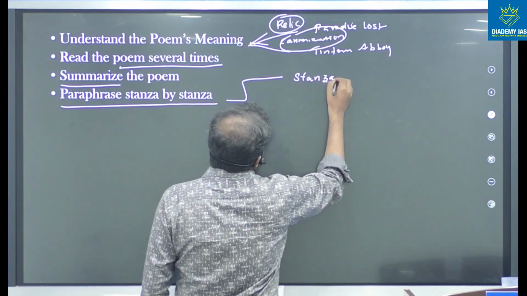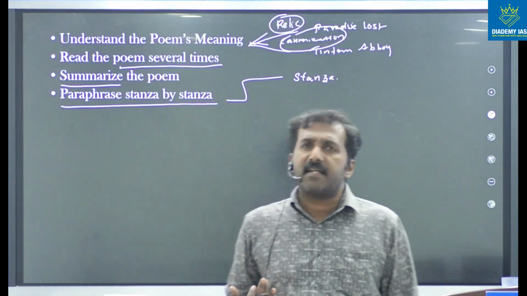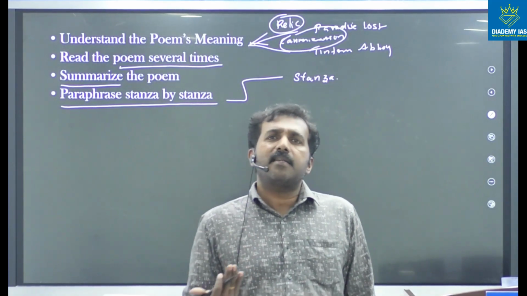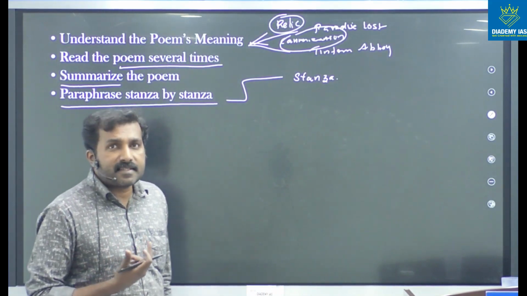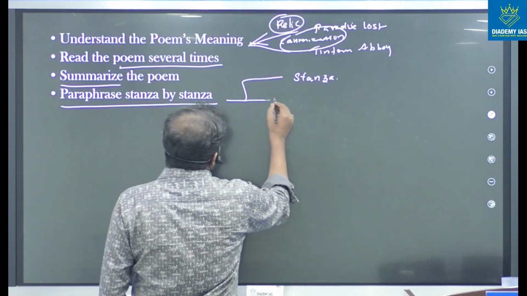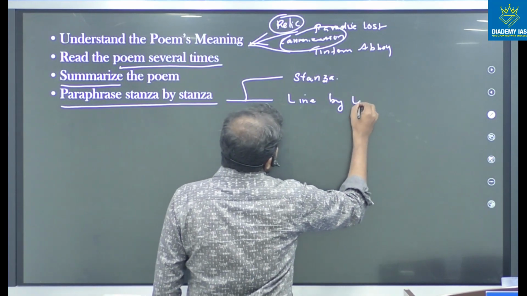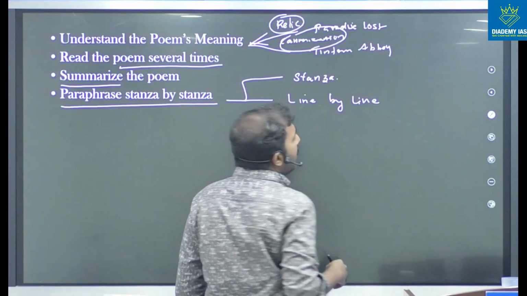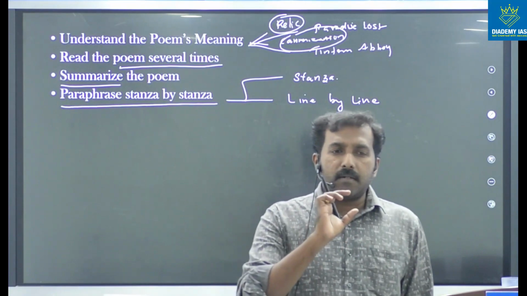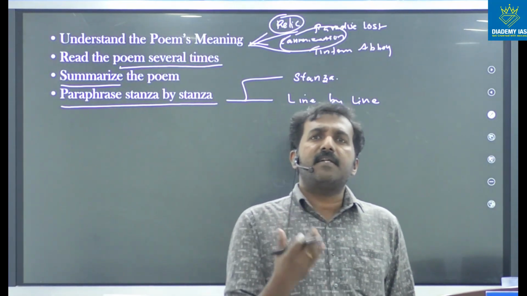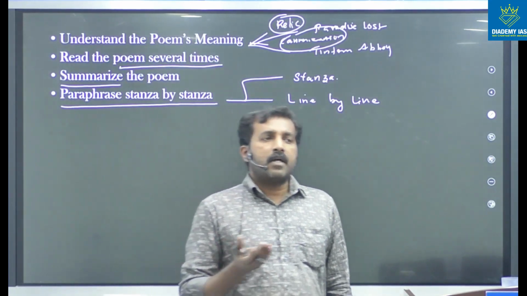Stanza means the number of lines varies. Maybe 6 lines, maybe 7 lines, maybe 4 lines, maybe 5 lines. So give more importance to the stanza. And in the stanza, we have line by line explanation. You have to give line by line interpretation, line by line explanation. And each line may include different types of mythological characters, maybe historical references.